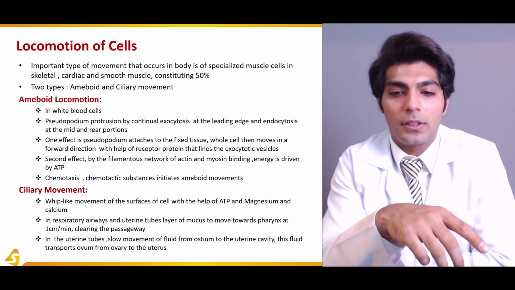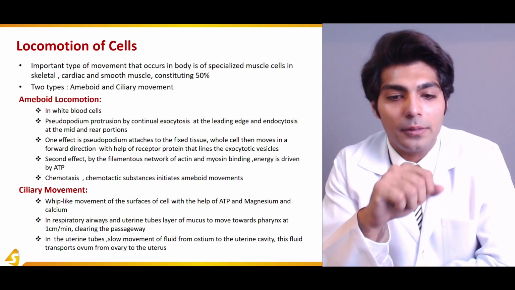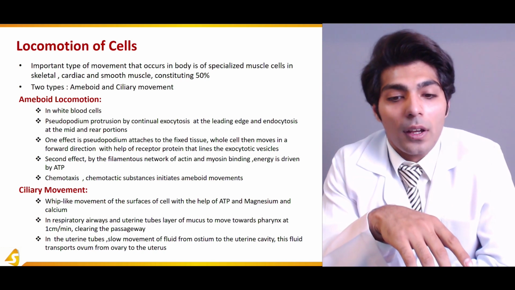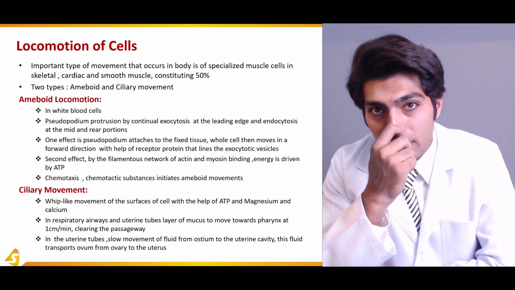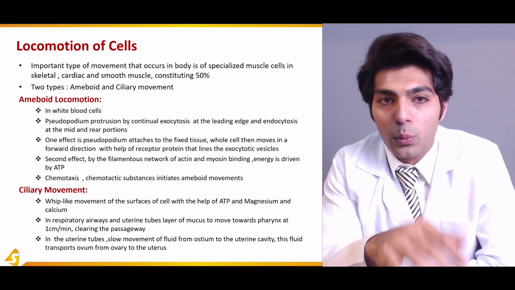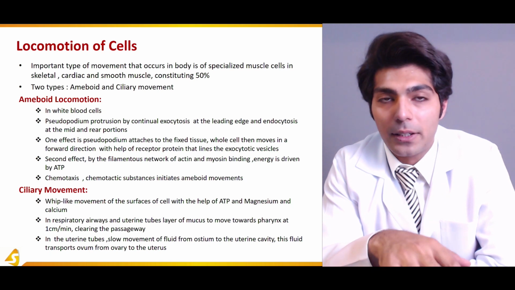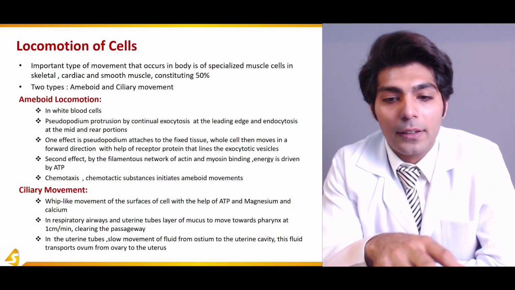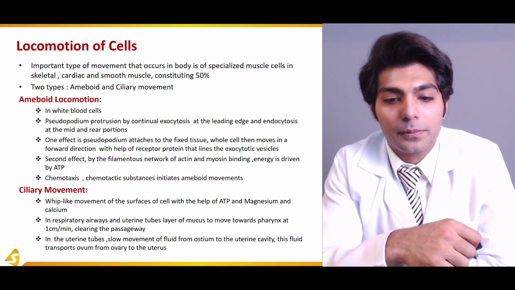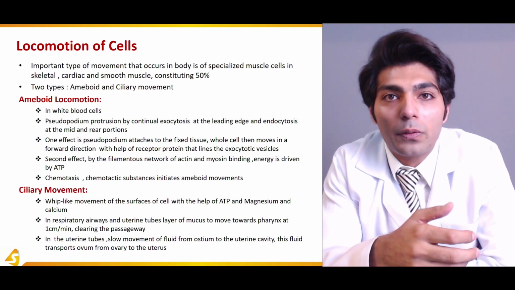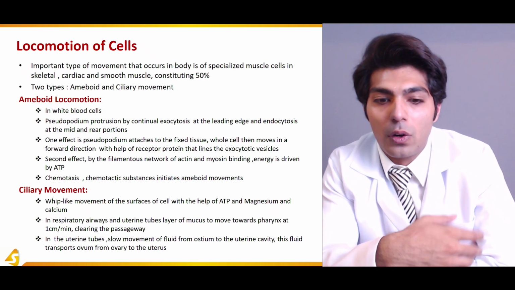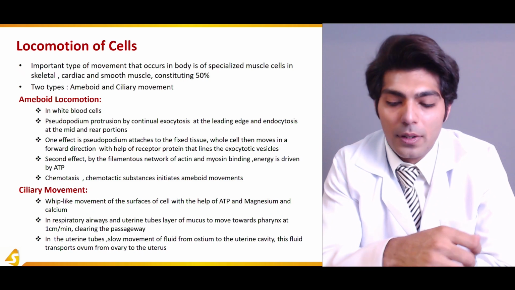So there is a mistake in the slide. There are respiratory airways, and there's a movement of mucus that moves towards the pharynx at 1 centimeter per minute, clearing the air passageway. And the uterine tube layers perform their separate function, which is the slow movement of the fluid from the ostium to the uterine cavity. This fluid transports the ovum from the ovary to the uterus.